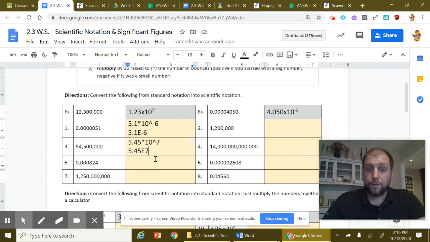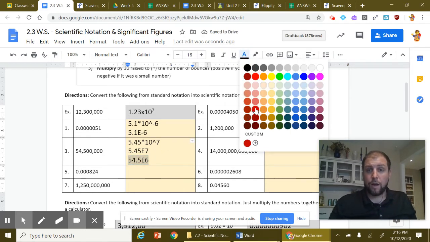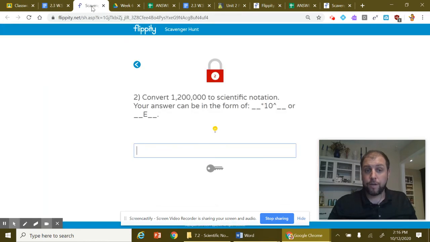Now let's say that I messed this problem up. Let's say that I got something wrong. Let's say instead I got 54.5 times 10 to the 6th. I just didn't bounce enough. All right. Let's say that this was the answer that I got. Well, let me try putting that in the answer checker. 54.5 E6. And I press the key. You can't hear it, but there's a little clicky sound, like it's not turning.